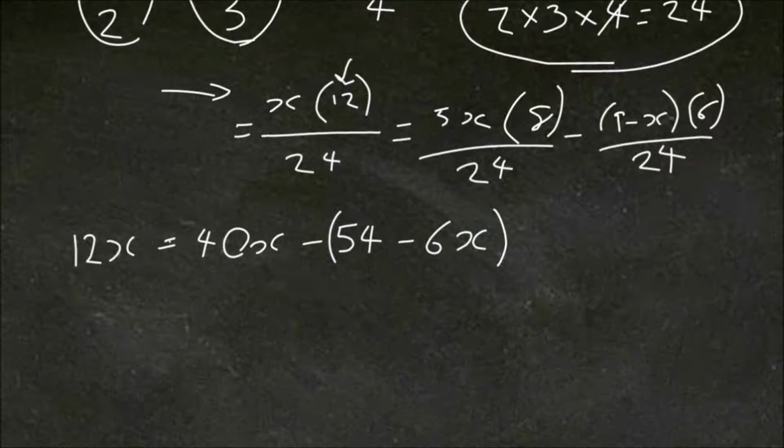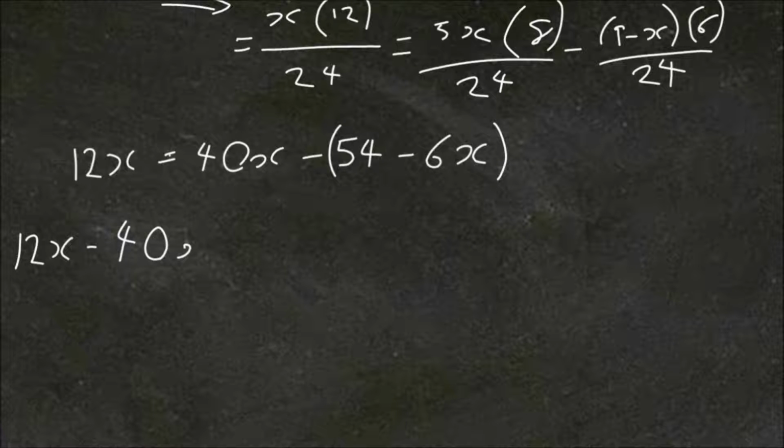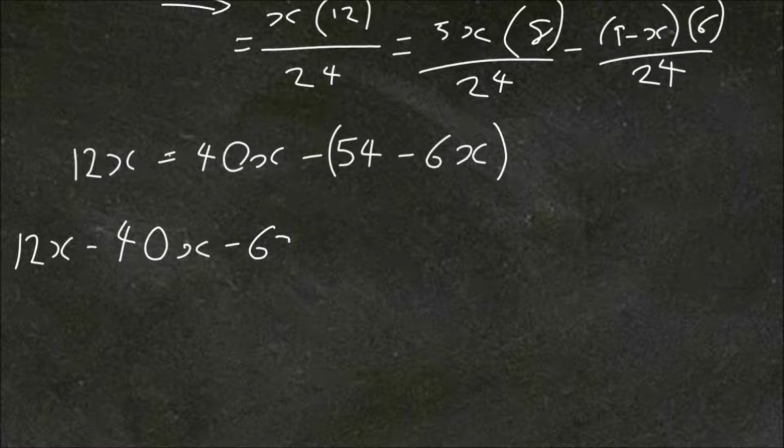We'll move the page down. We'll move all the x's to the left. So that's 12x. We want to get rid of the 40x, so that's minus 40x. And minus 6x is plus 6x. So we want to minus 6x from the right hand side and from the left hand side. And that is equal to minus 54.